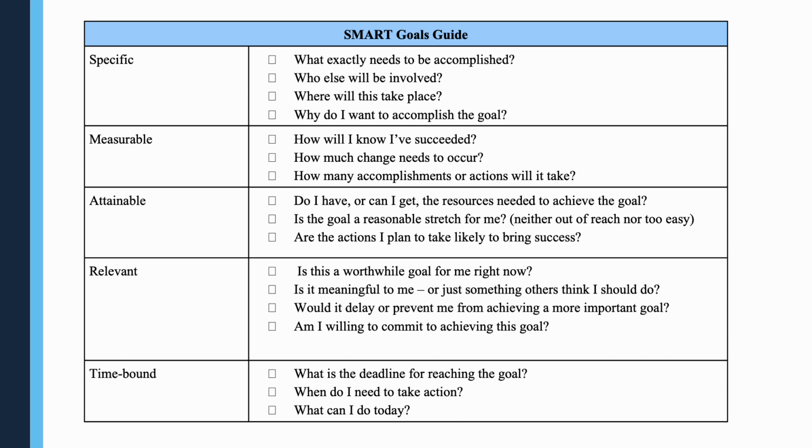SMART goals consist of 5 components: specific, measurable, attainable, relevant, and time-bound. This is the format we provide students in the course and encourage them to use throughout their curriculum.